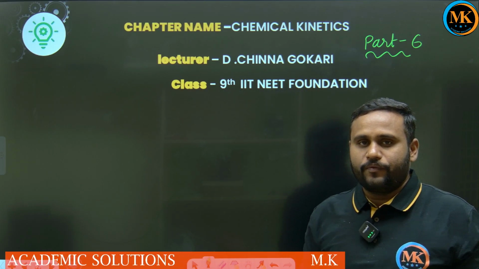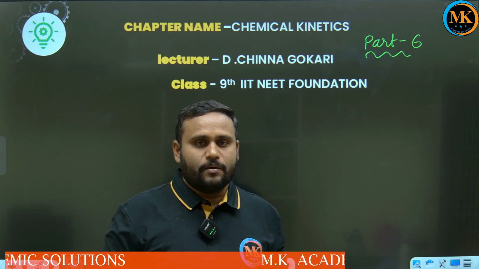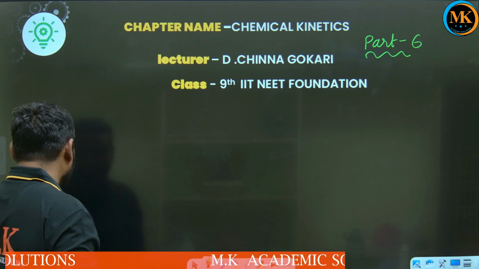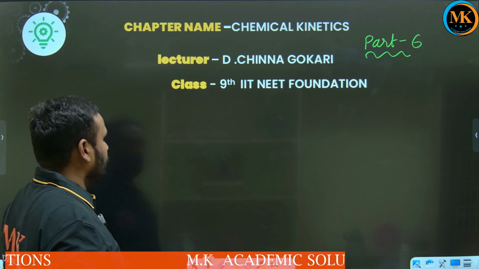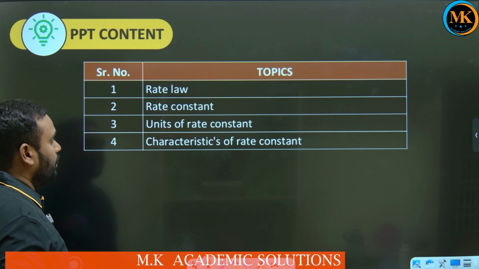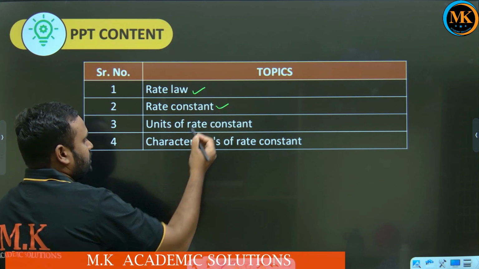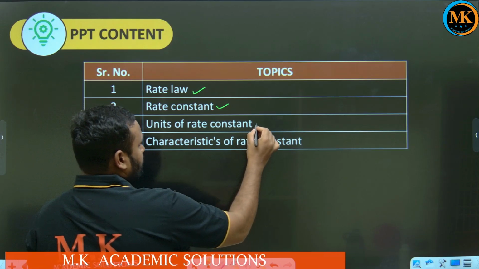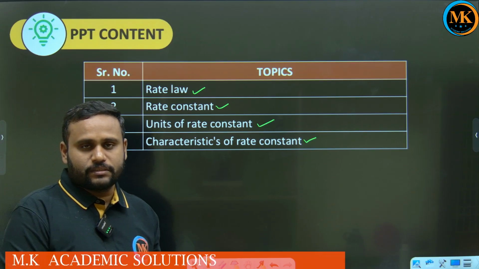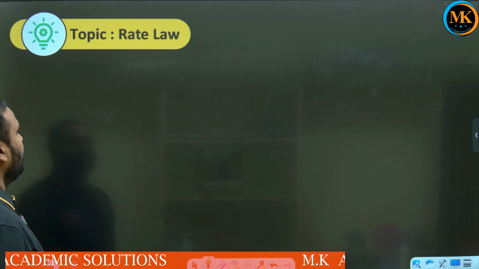In this video we are going to discuss the chemical kinetics chapter, part 6. We will discuss the rate law, rate constant, units of rate constant, and characteristics of rate constants. First, let us see the rate law.